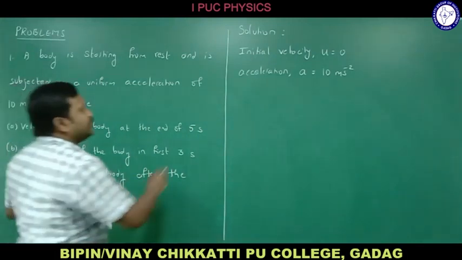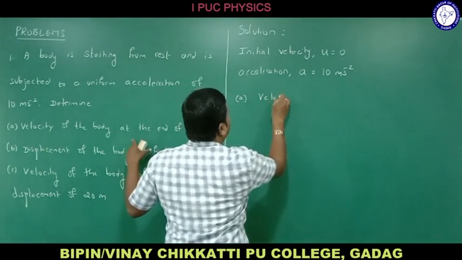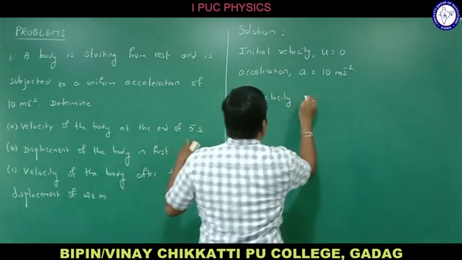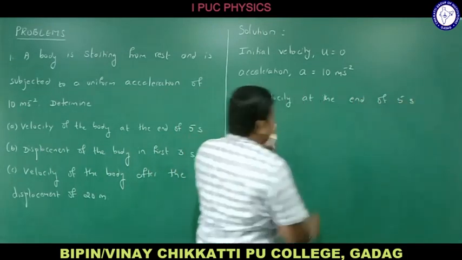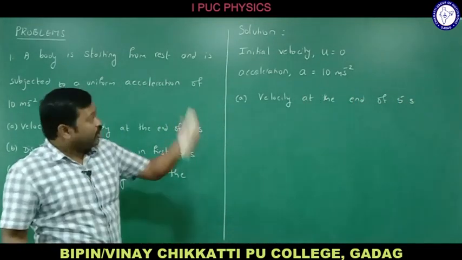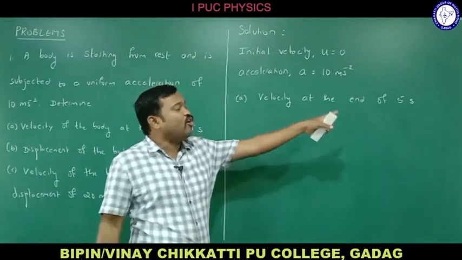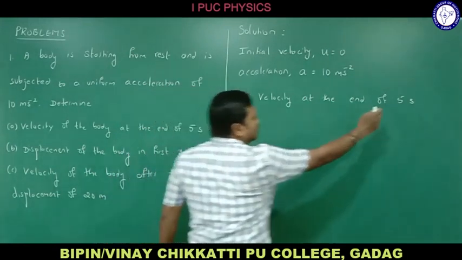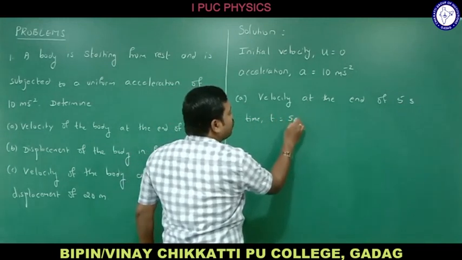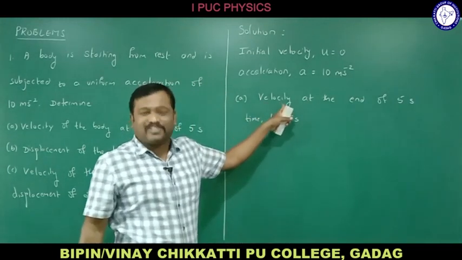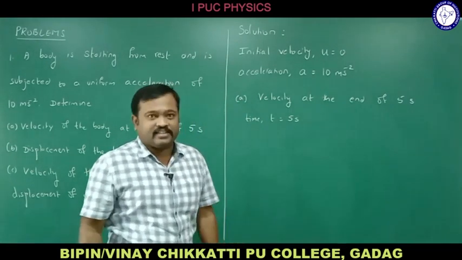This is the given, and let me go with the first one, that is A. What is asked? You need to find the velocity of the vehicle at the end of 5 seconds. When the body begins to move, what is its velocity at the end of 5 seconds? What is given, 5 seconds? It is nothing but time, right? Time is given, t is equal to 5 seconds. What do you need here? Velocity at the end of 5 seconds.